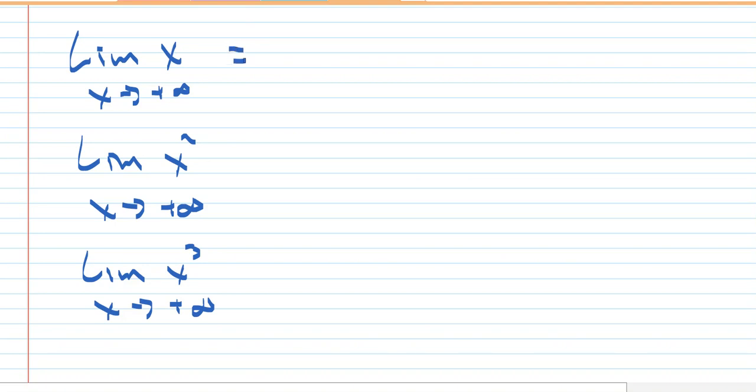Now, what we can do is use direct substitution, more or less. Technically, we're not substituting in a number, but from a conceptual point of view, if we substituted positive infinity in for x, then x is getting infinitely large. So the limit is positive infinity. If we substituted positive infinity in for x squared, just like direct substitution, we get positive infinity squared, which is also positive infinity. Infinity times infinity is infinity.